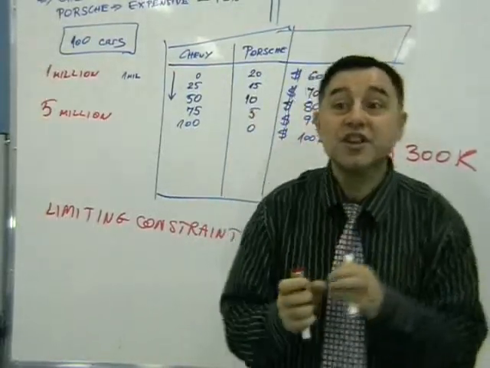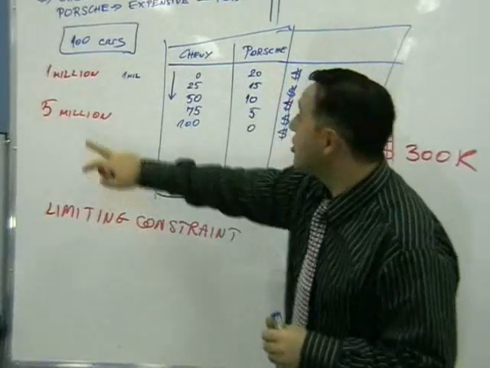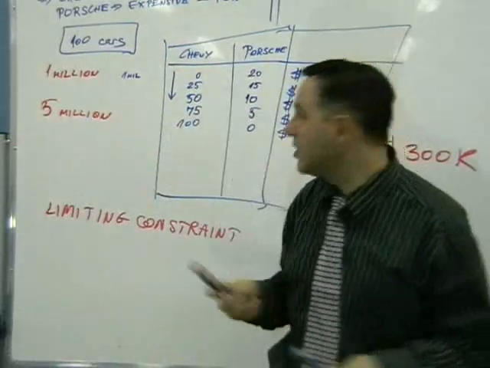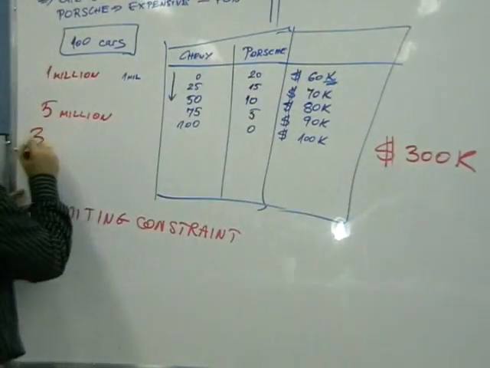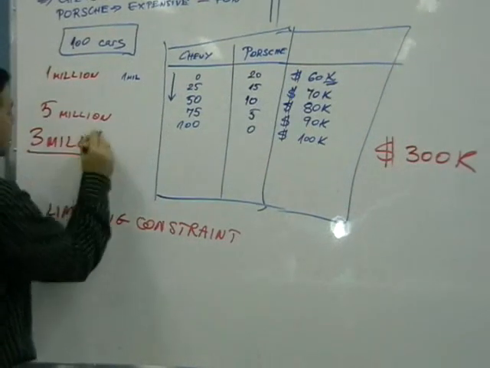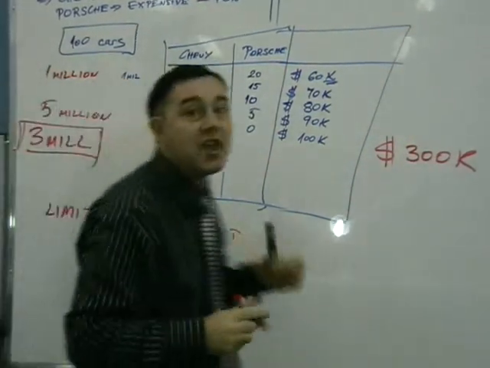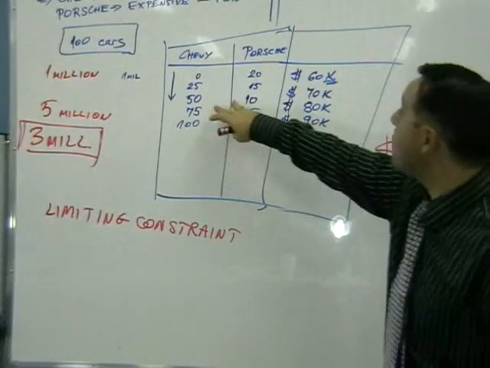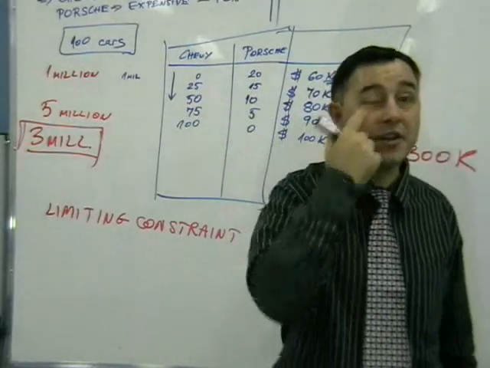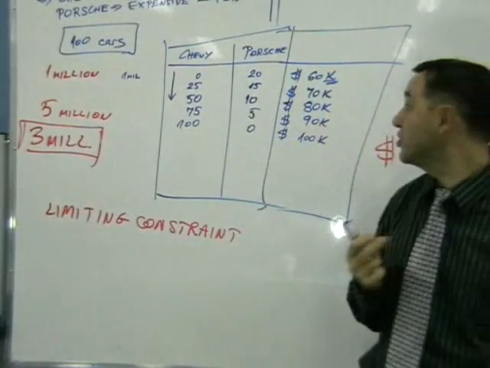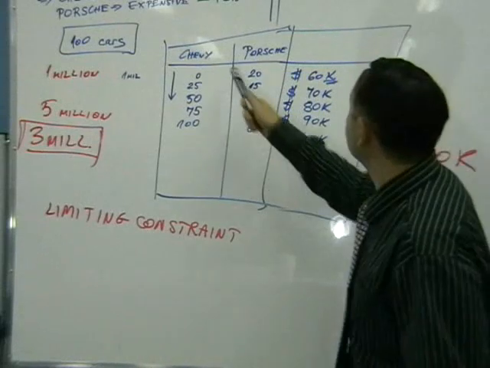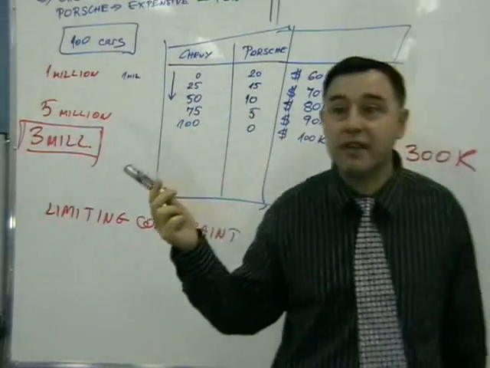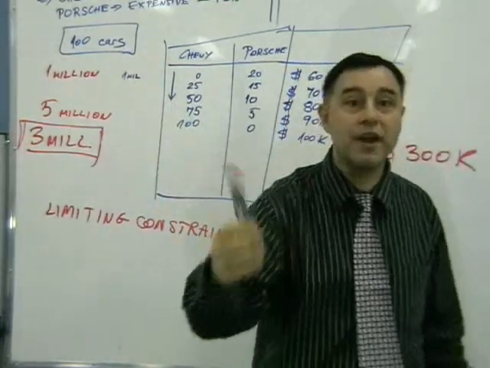Usually you have 2. So, here is the trick. I chose 5 million and then it is not limiting. Well, what if the dealer had only 3 million available? Then the answer is somewhere in the middle. Somewhere in the middle will be the optimal solution. Correct? So Porsche's 20. If he has 3 million, he can actually get 60 Porsches, and the other 40 will be Chevy or whatever the math is.